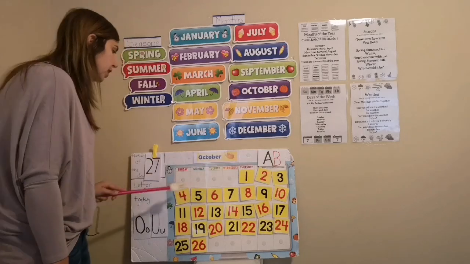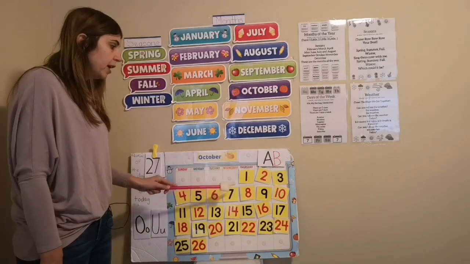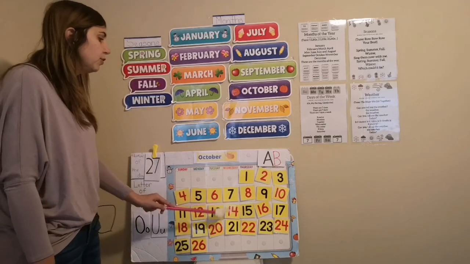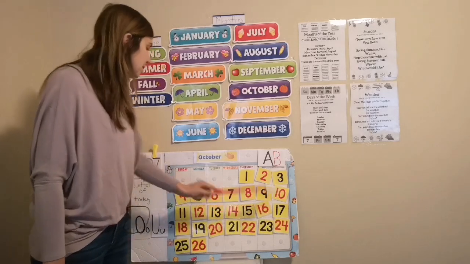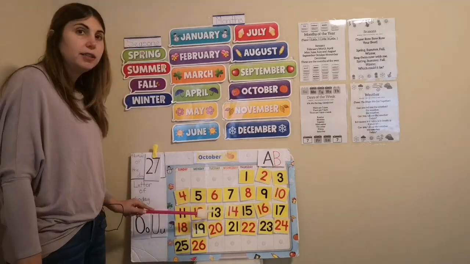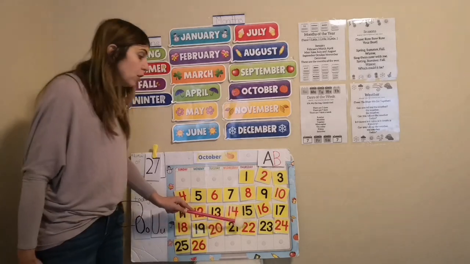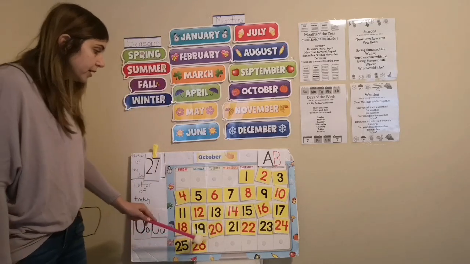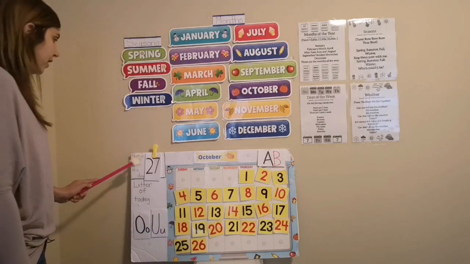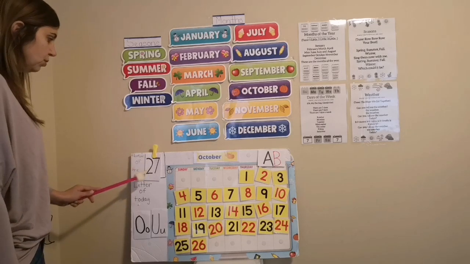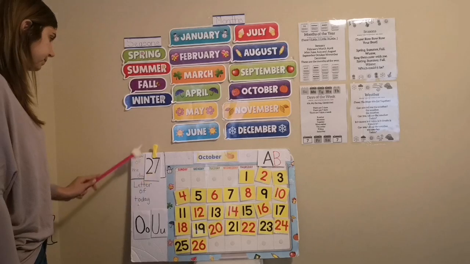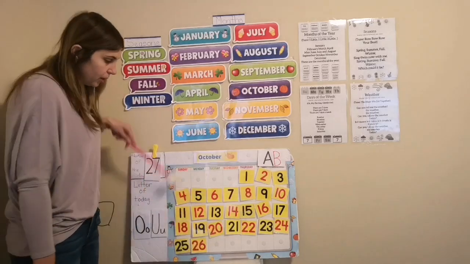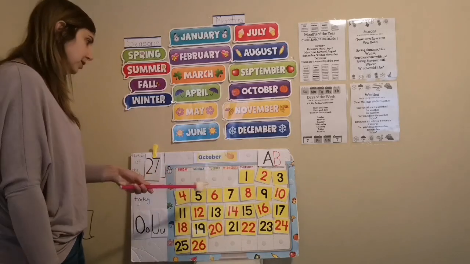1, 2, 3, 4, 5, 6, 7, 8, 9, 10, 11, 12, 13, 14, 15, 16, 17, 18, 19, 20, 21, 22, 23, 24, 25, 26, 27. That is our number of today. A 2 and then a 7. That makes up 27. Now let's figure out what color our 27 should be on this calendar.